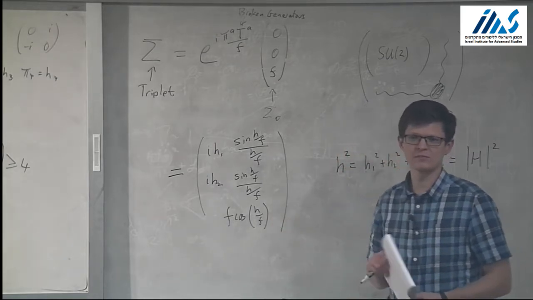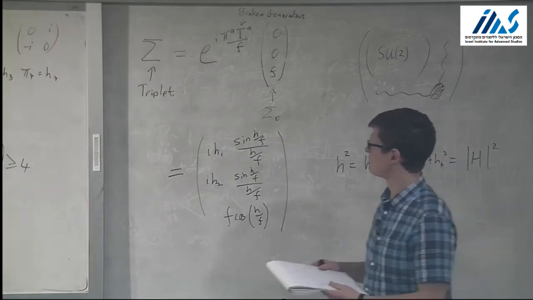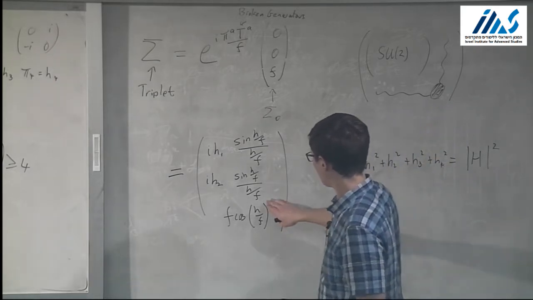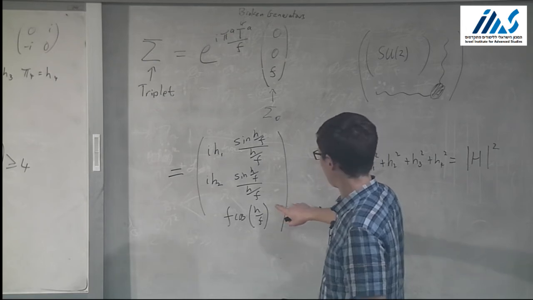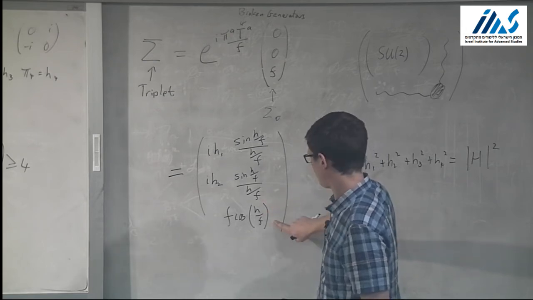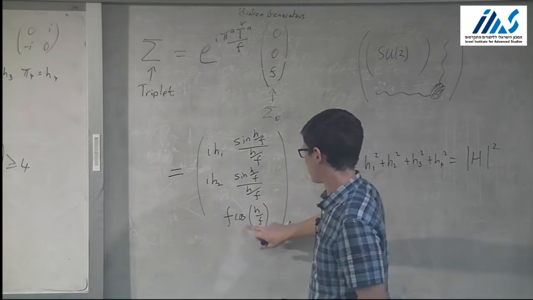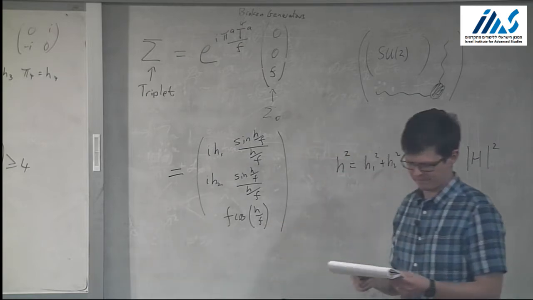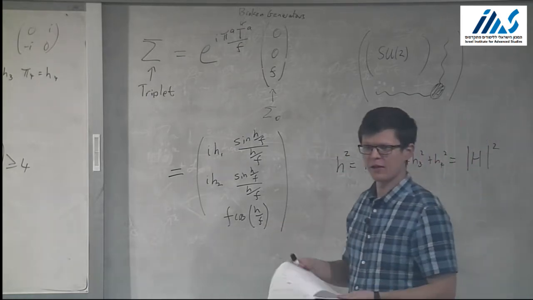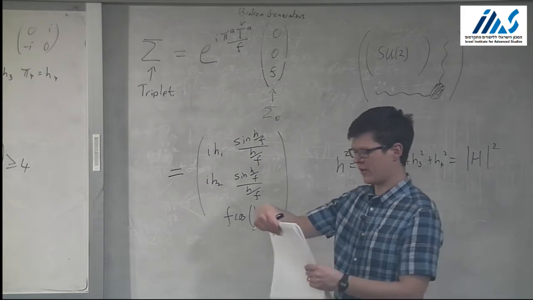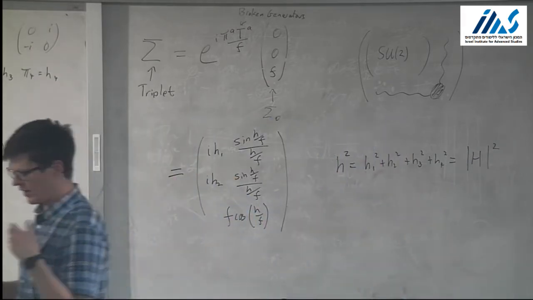Any other questions? Here. So there's F cosine H over F. Okay. Super. Okay, so now we can go ahead and actually see what happens.